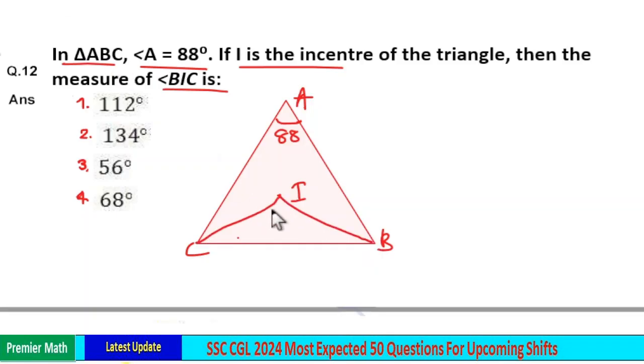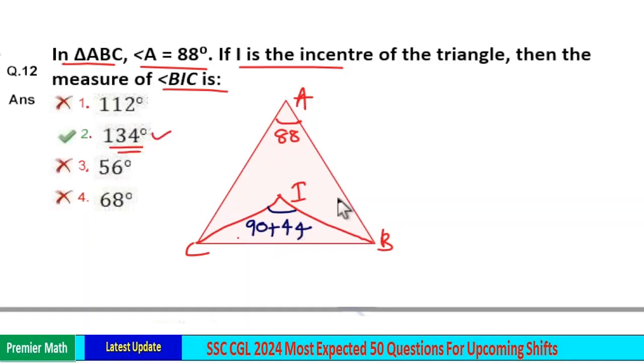Then angle BIC is equal to, there is a short trick. If these two are bisectors, angle BIC is 90 plus half of angle A, that is half of 88 is 44. So 90 plus 44 is equal to 134. Option 2 is your answer.